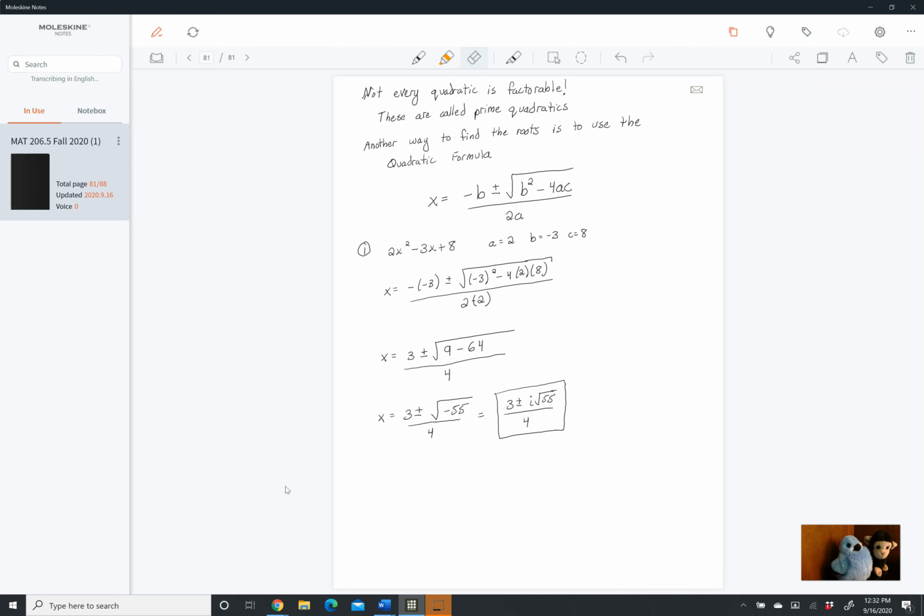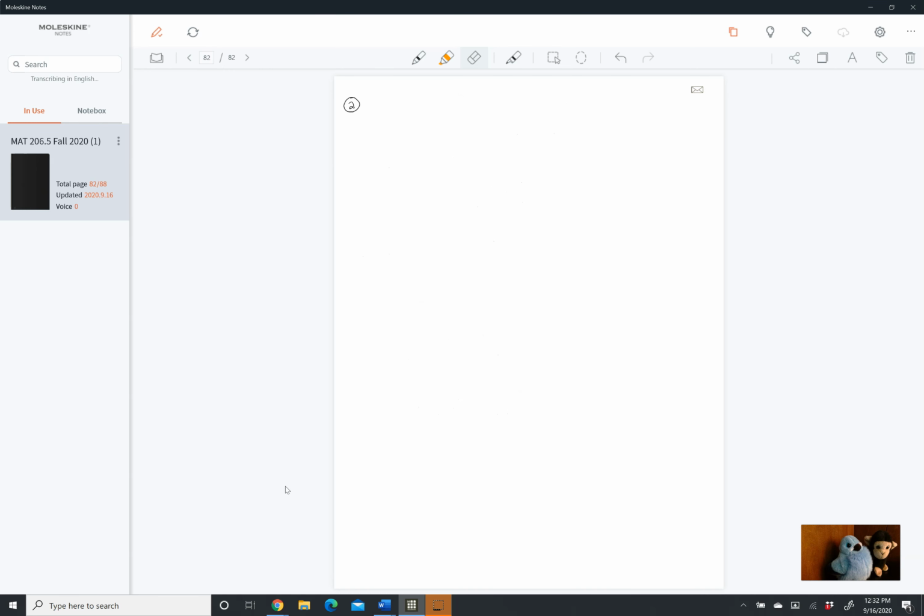Let's take one more example. Let's take one that is factorable. So we'll take one from earlier. Let's take 4x squared minus 16x minus 9. And we'll use the quadratic formula this time. Okay. So this time A is equal to 4, B is equal to -16, and C is equal to -9.